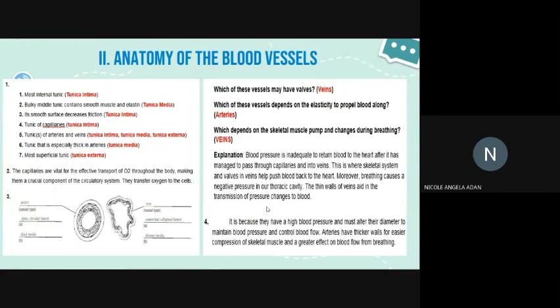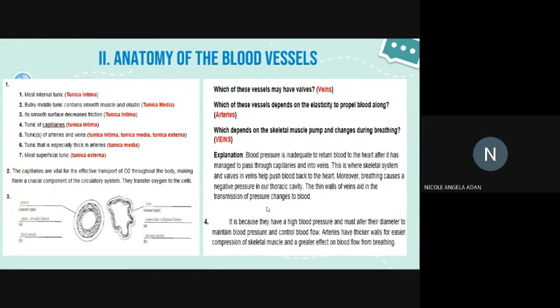Number 3, cross-sectional views of an artery and of a vein are shown below. Identify each by labeling the appropriate leader line. Also respond to the related questions that follow. First question: which of these vessels may have valves? The answer is the veins.